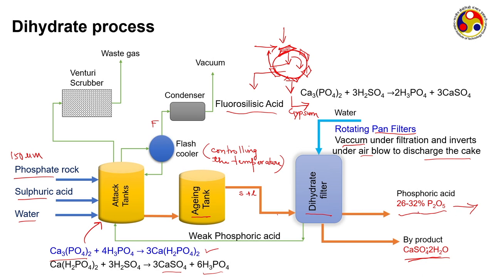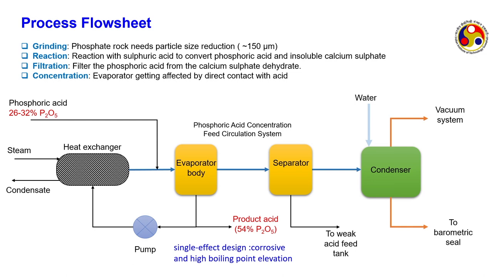Now let us see how we concentrate this 26-32% acid to at least 50% P2O5. As I told you, I have already discussed the different processes. First you grind the ore to this size, then you react it with sulfuric acid to form phosphoric acid and insoluble calcium sulfate. That is the main reaction, then filtration, where you form dihydrate, then concentration. What we are now focusing on is the concentration unit, this entire process flow sheet.